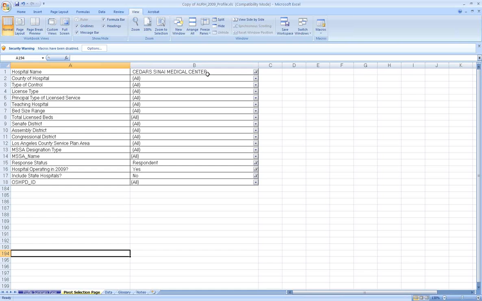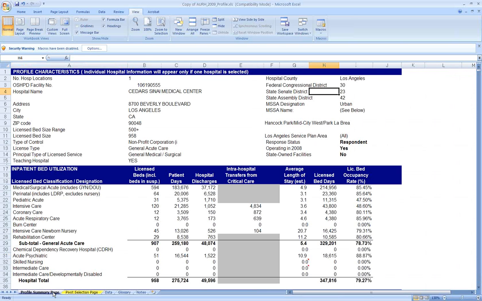So after I've saved it, I'm selecting Cedars-Sinai. And at the bottom of your screen, you'll see Profile Summary page. By clicking on the Profile Summary page, you will see all of those different data fields that were in that questionnaire. They're populated for Cedars-Sinai. So you see at the top we're dealing with Cedars-Sinai Medical Center, and you see that it's in Los Angeles County. It tells you which congressional district it's in, which state Senate district it's in, which state assembly district it's in.